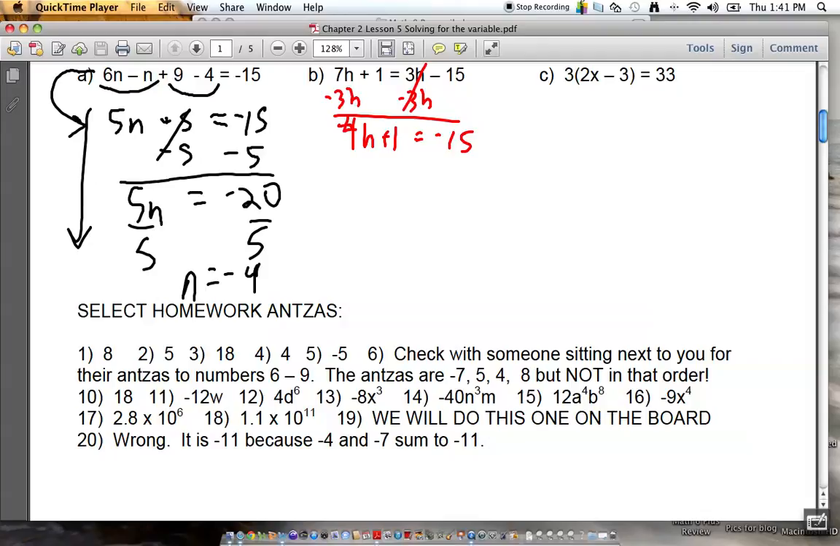That says plus 1, what do we do? Subtract 1. Minus 1. Now, this is just opposite side for numbers instead of letters. 4h equals negative 16. Divide by 4. h equals negative 4.